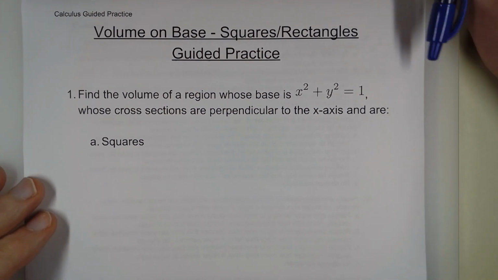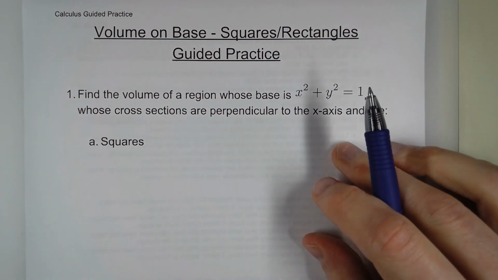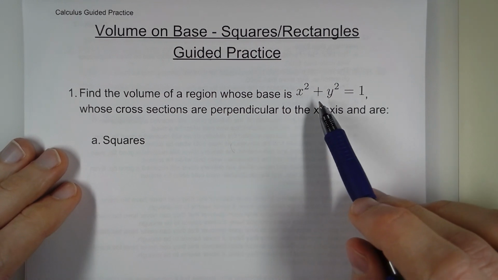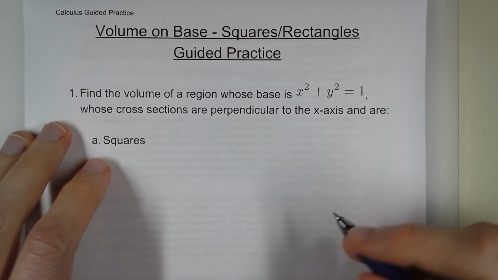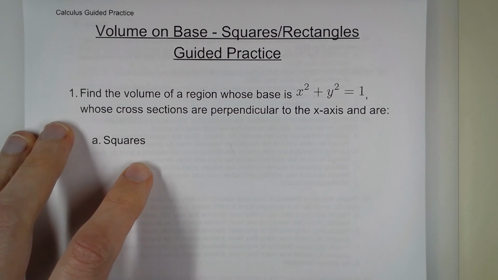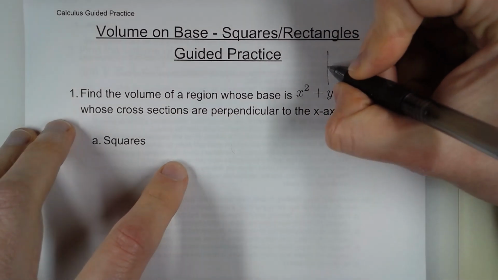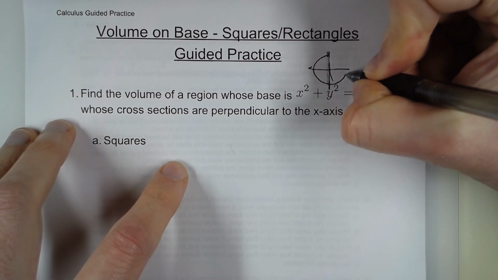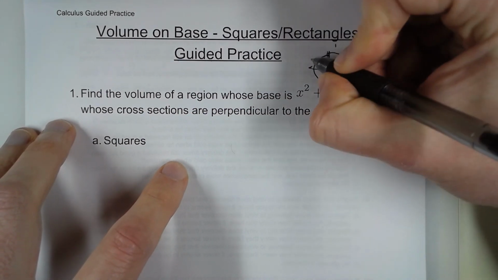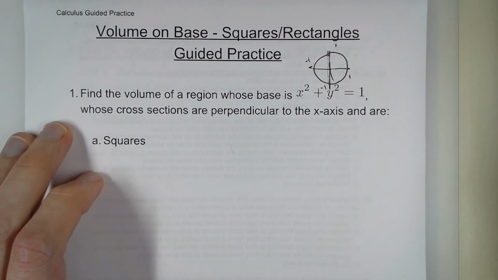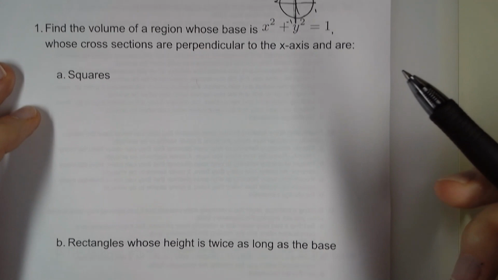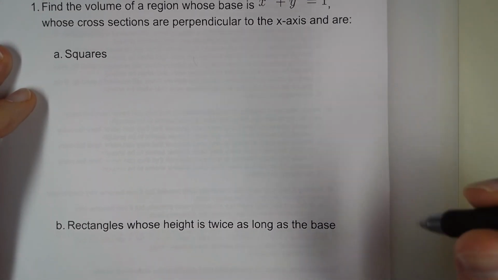Today we're looking at finding volumes on a base where the cross-sections are squares or rectangles. In number 1, it says find the volume of a region whose base is x squared plus y squared equals 1. That is a circle centered on the origin with a radius of 1. So 1, 1, negative 1, negative 1.